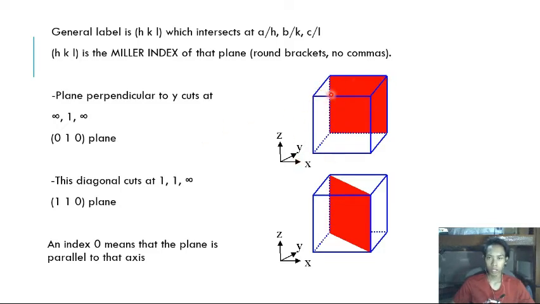Now we take a look at this plane. It is perpendicular to y, and it cuts at infinity, 1, and infinity. Infinity becomes 0, so it is the (010) plane. Now look at this diagonal plane. It cuts at 1, 1, and infinity. It is (110) because infinity equals 0. An index of 0 means that the plane is parallel to that axis, as we can see here, it is parallel to the z-axis.